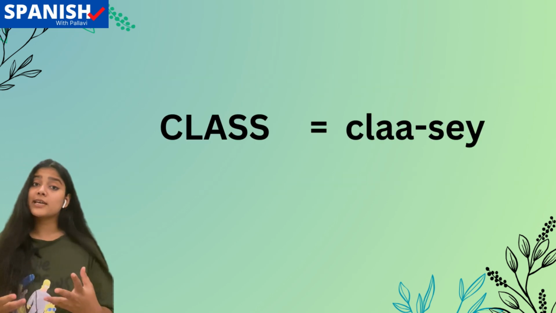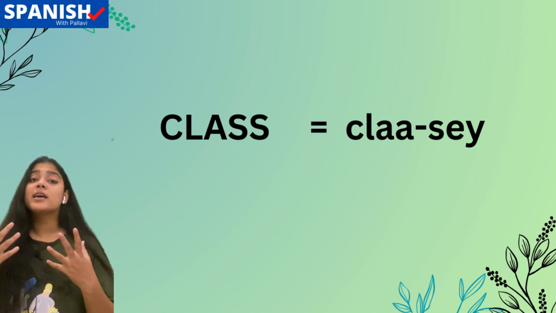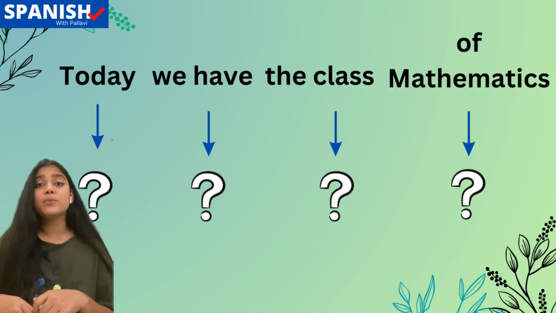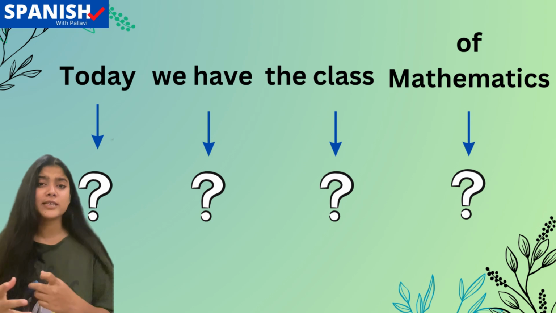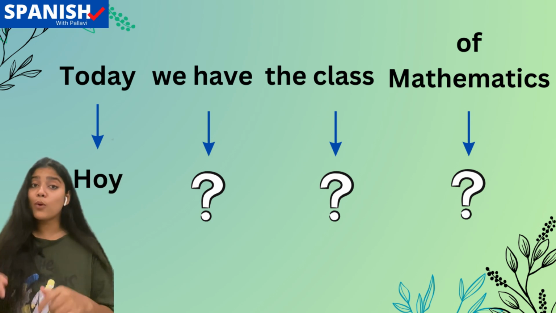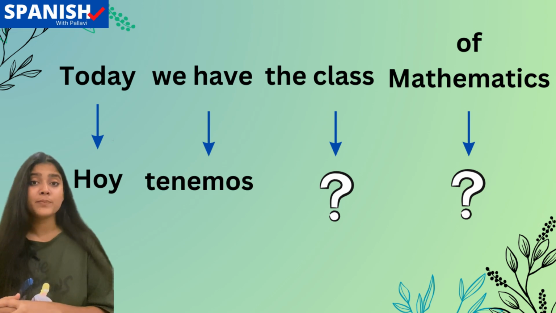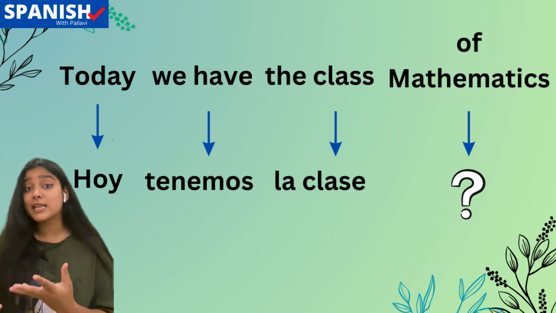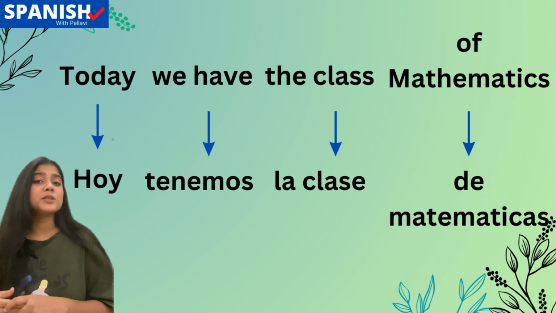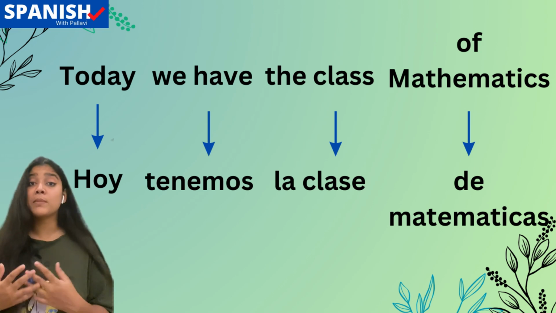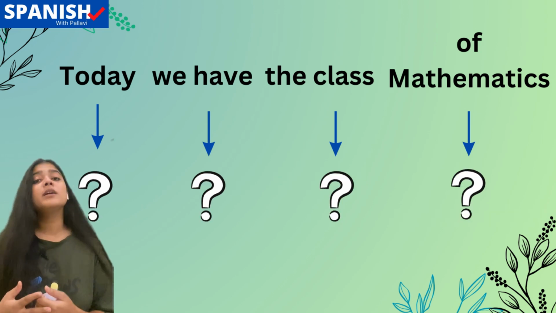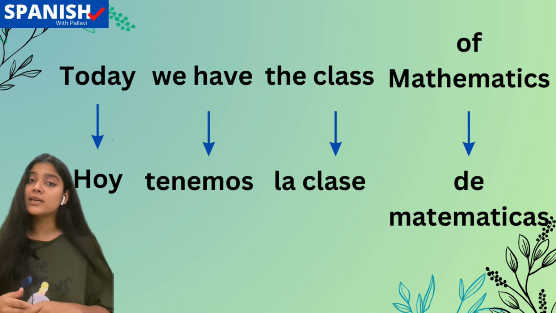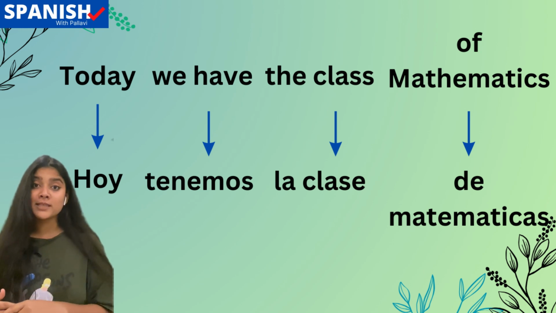This word is class. How do you say that in Spanish? Clase. Por ejemplo, today we have the class of mathematics. How do you say that in Spanish? Today will be hoy. We have will be tenemos. The class will be la clase. The class of mathematics, de matemáticas. So the whole sentence will be: Hoy tenemos la clase de matemáticas.